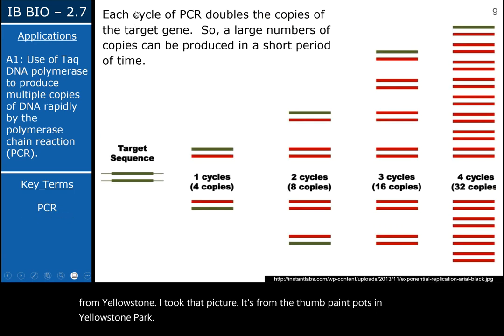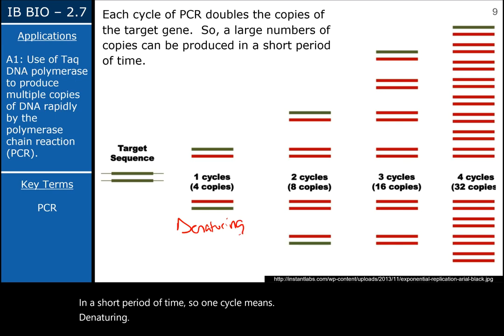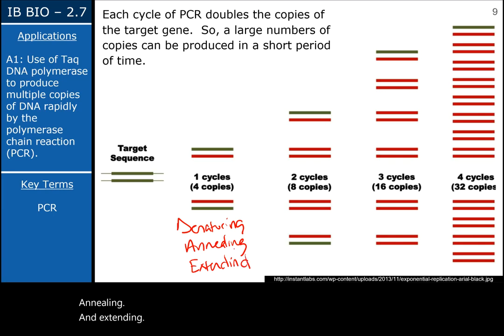Okay, so each cycle of PCR doubles the copies of the target gene. So you produce a large number in a short period of time. So one cycle means denaturing, annealing, and extending. That's one cycle. So one cycle gave us 4 copies.